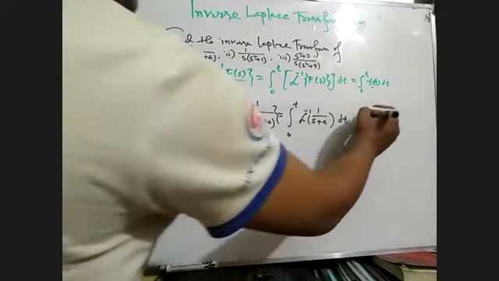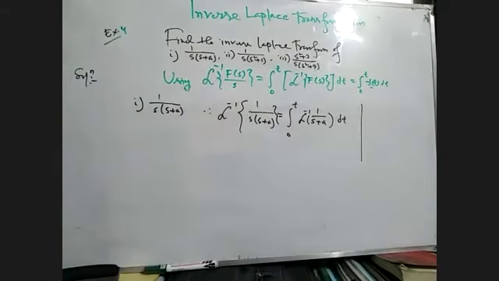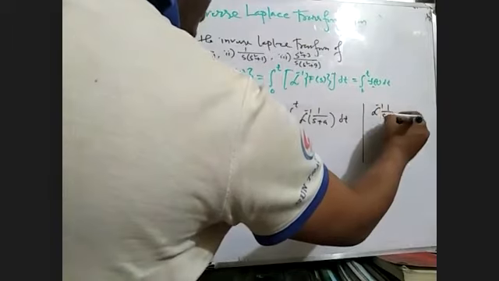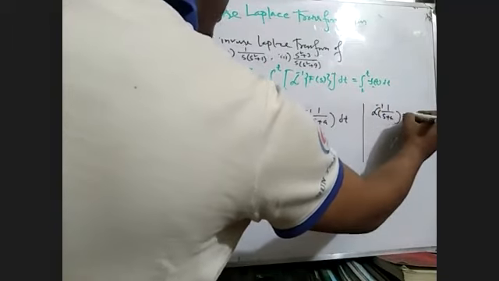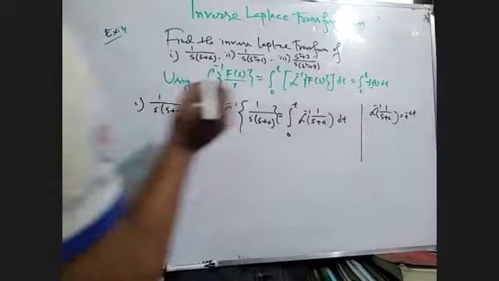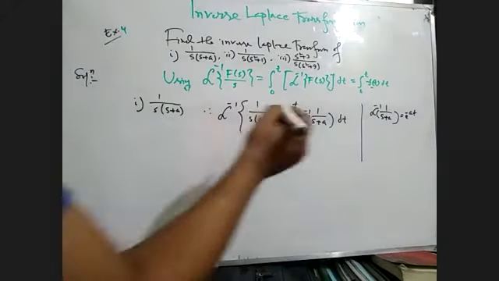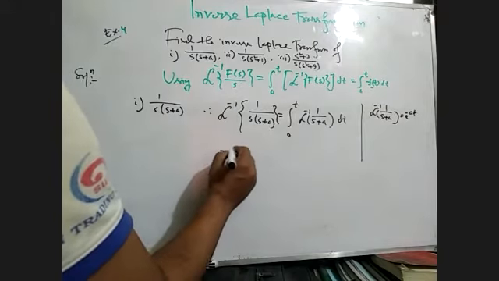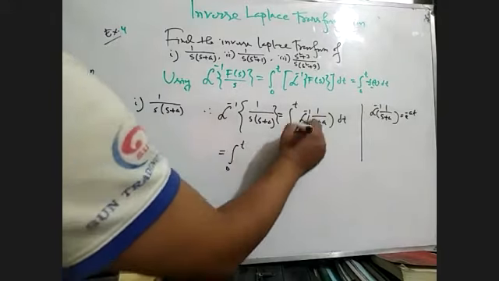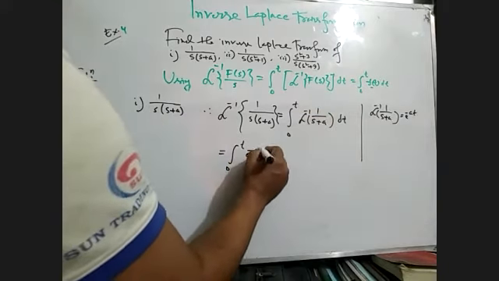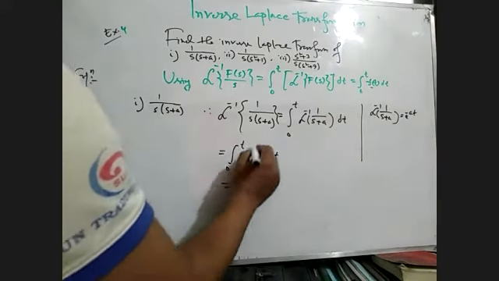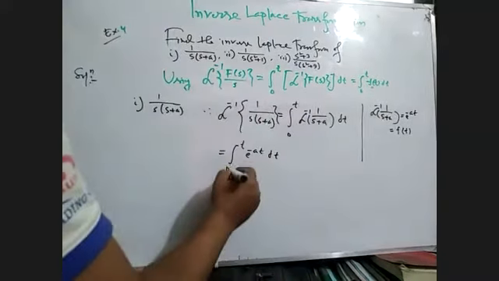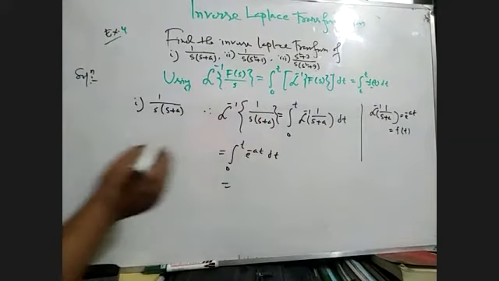So first of all you have to find the original function. The original function will be the inverse Laplace transformation of 1 by s plus a, which is e to the power minus at. You must know this from the formula chart of inverse Laplace transformation. So this will be the integral from 0 to t of e to the power minus at dt. This is the f of t, remember it.